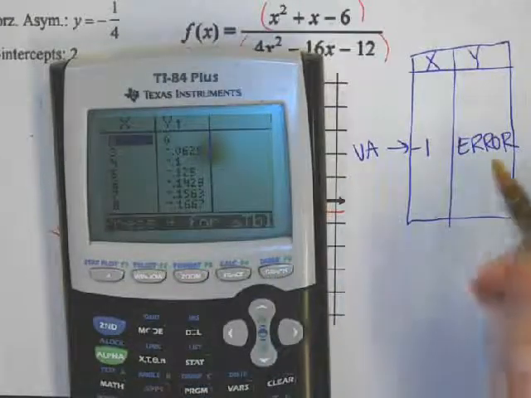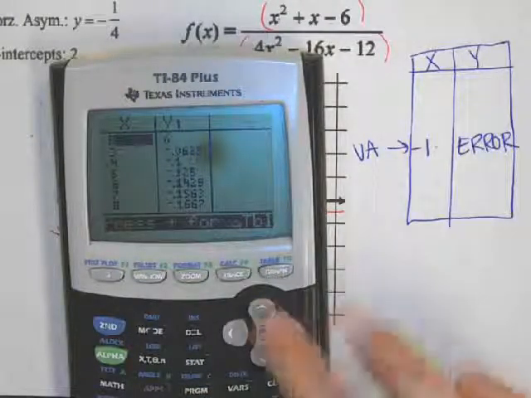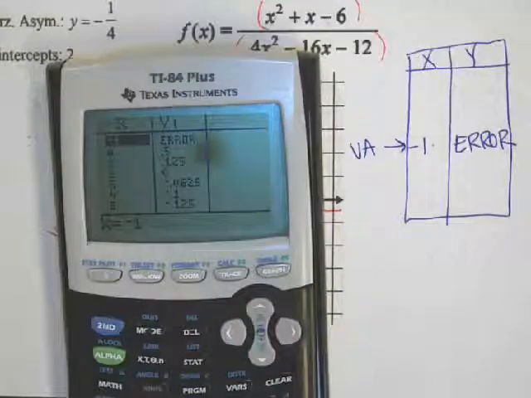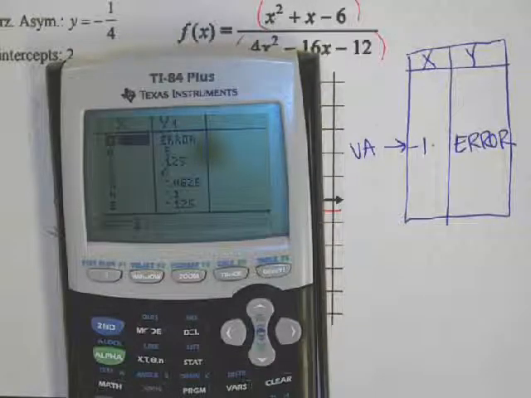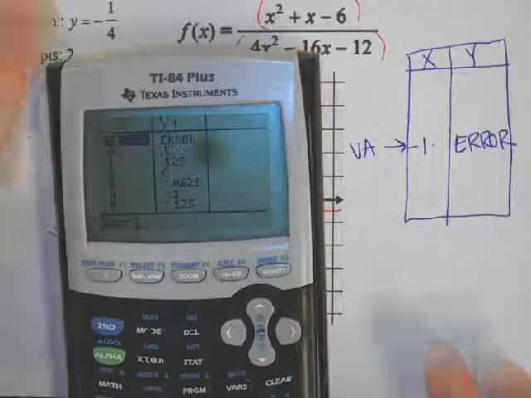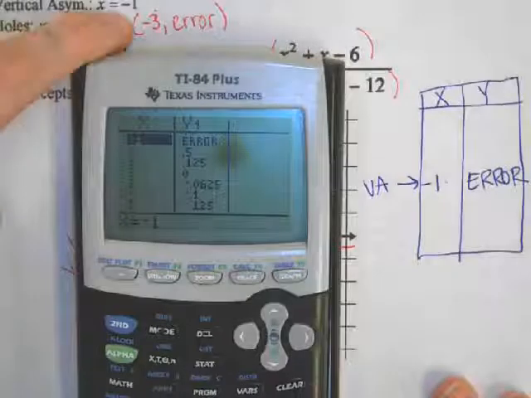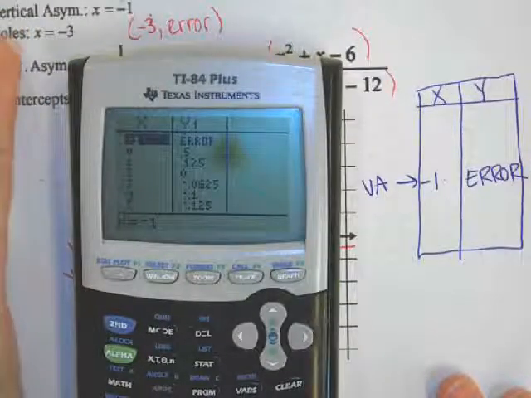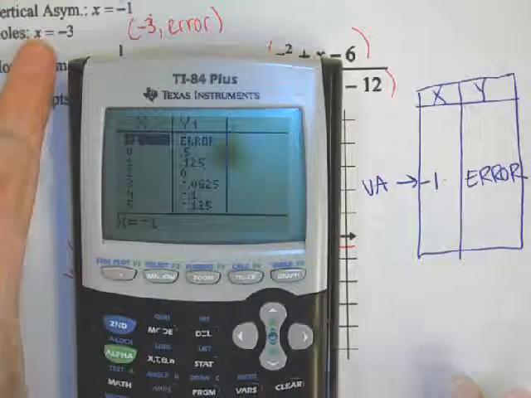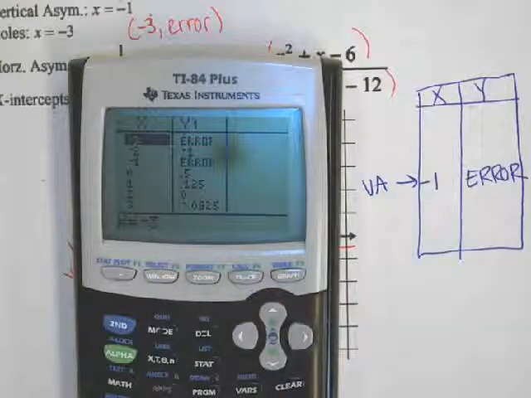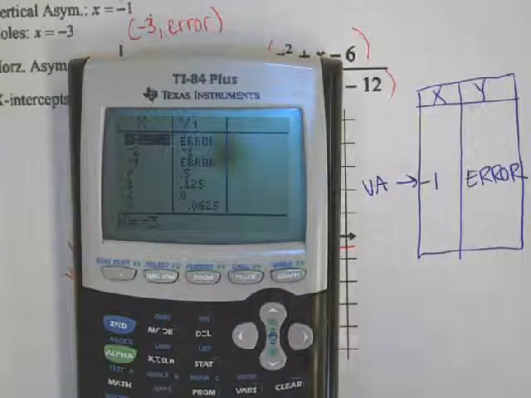And we're going to search for -1. Go to -1. Does it say error? Yes, because it's an asymptote. And I also want you to scroll to -3 because that -3 was our what? Our hole. So does it say error at -3? Yes, because those are characteristics that I gave you.